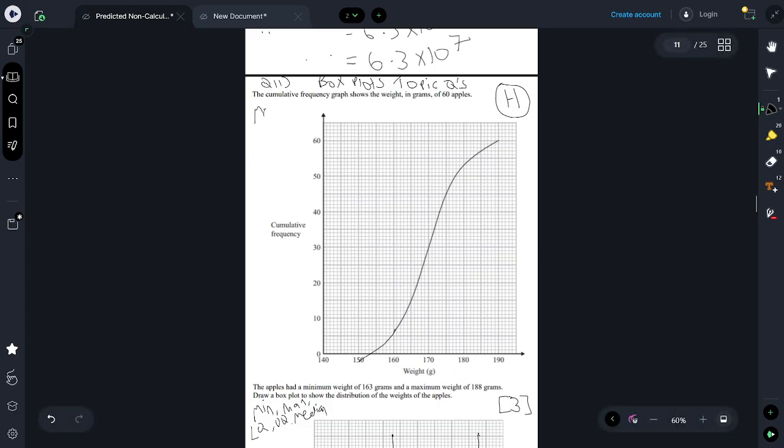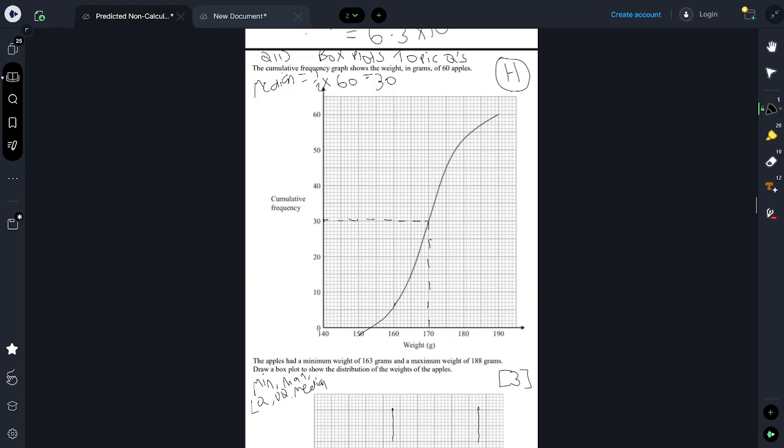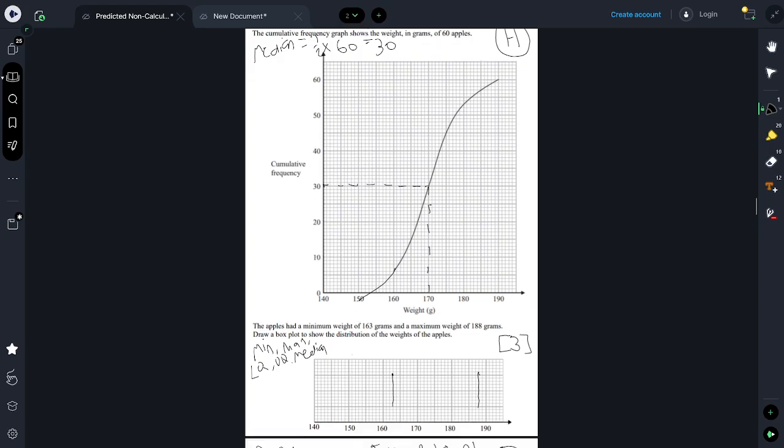So the median, you should remember, is half of the frequency, so 50%. Well, that half is 30. So actually, we're going to read off the graph here and get to 30, which is here, which corresponds, make this a bit clearer, and then read off the graph, and it's 170. So the median is going to be 170.